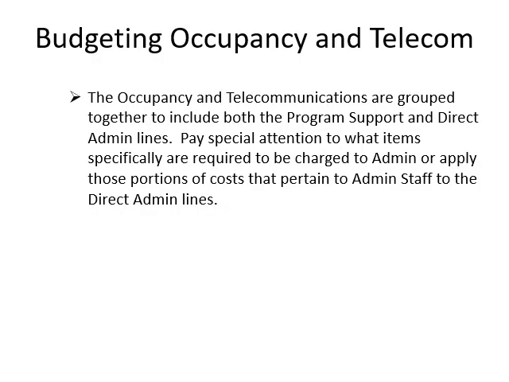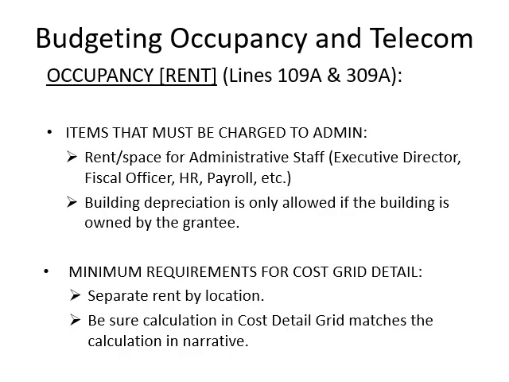The occupancy and telecommunications are grouped together to include both program support and direct admin lines. Pay special attention to what items specifically are required to be charged to admin, or apply those portions of cost that pertain to admin staff to the direct admin lines. The items that must be charged to admin for occupancy rent, which would be line item 309A, are rent or the space costs for administrative staff that might include the executive director, fiscal officer, HR, and payroll. Building depreciation is only allowed if the building is owned by the grantee.